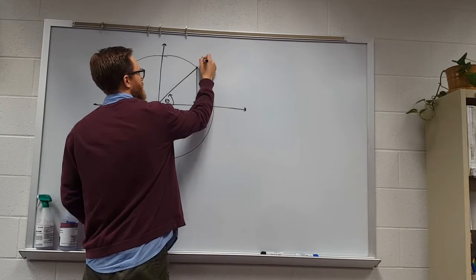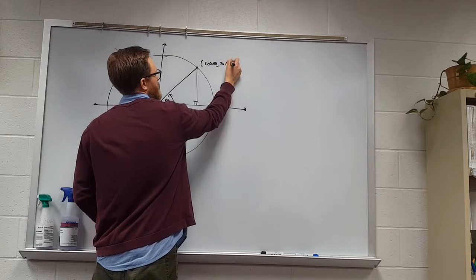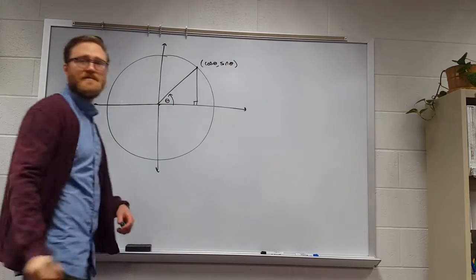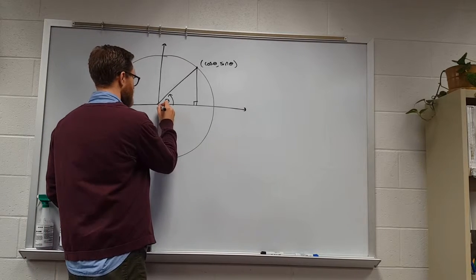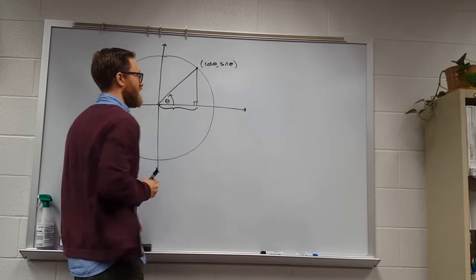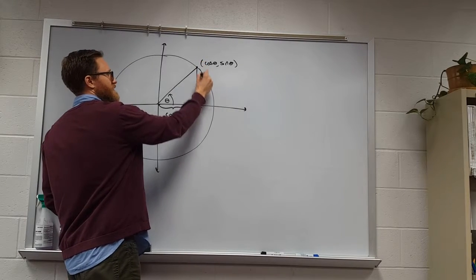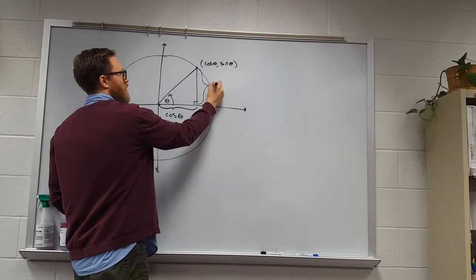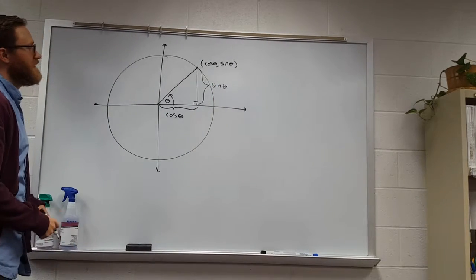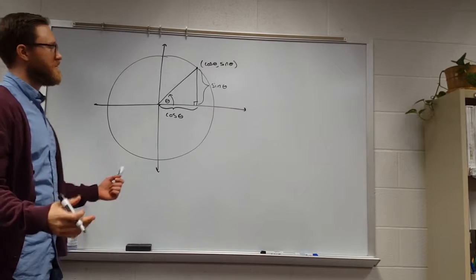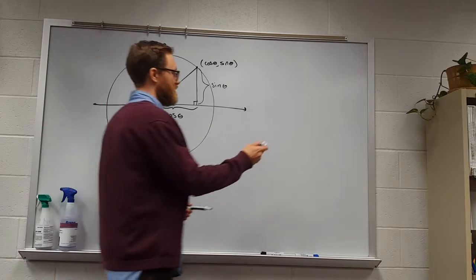this point right here is cosine theta, sine theta. And if we think about it in terms of the sides of the triangle, this is our x-coordinate, or cosine theta, and this is our y-coordinate, or sine theta. Now, the Pythagorean identity comes from the Pythagorean theorem, so we're going to review that quickly.